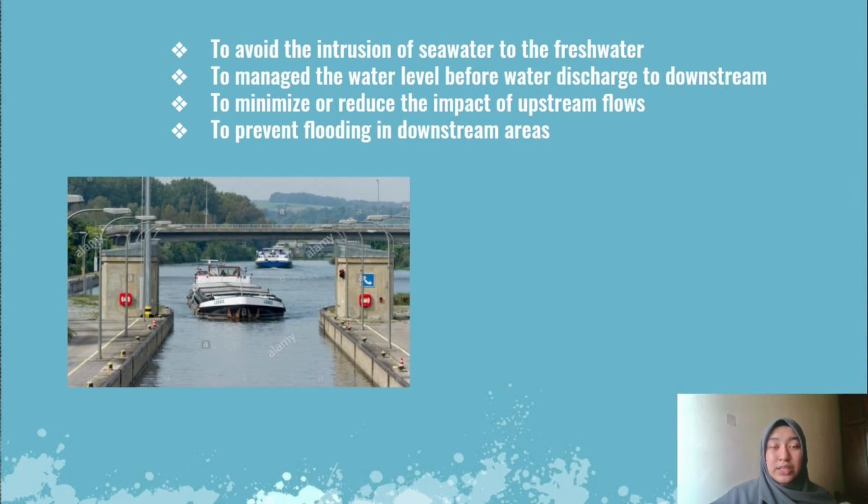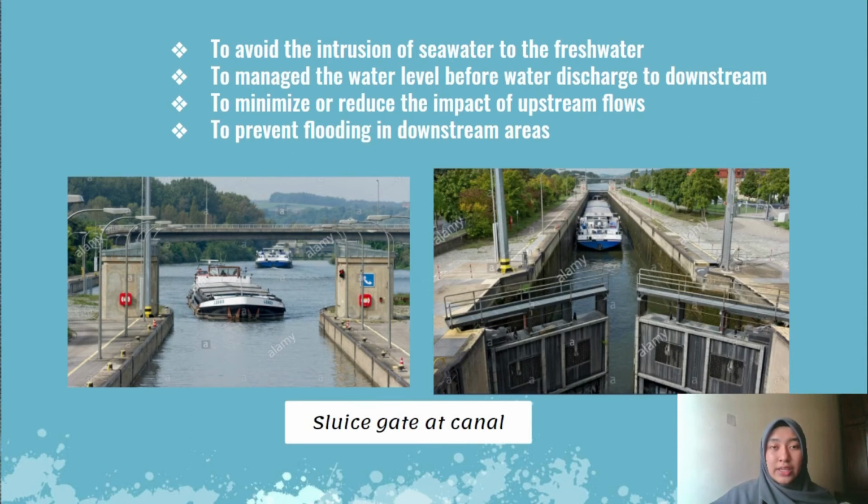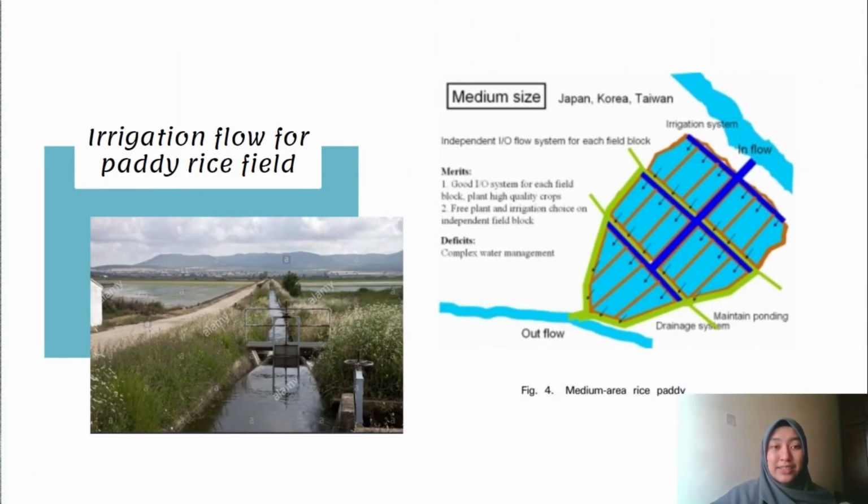This diagram is the example of sluice gate at the canal. The gate at the canal will be open as water levels are equal, and the ship will be entering the lock. In this lock, water levels and water flow will be controlled to help raise or lower the boats. The second example is irrigation flow for paddy field, that uses sluice gate to help control the water flow and water level in this planting area, which also helps to produce a good quality product.